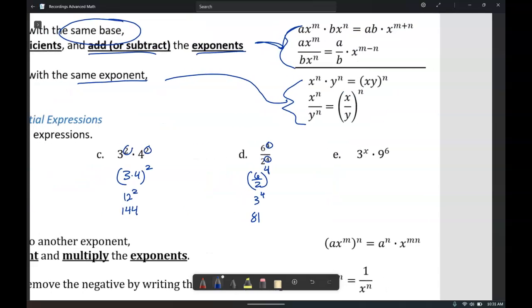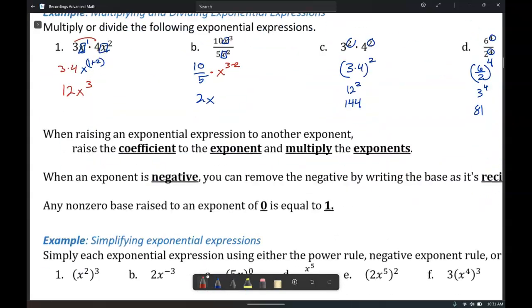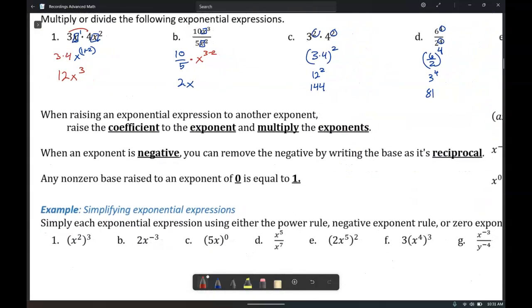Now here we don't have matching exponents or bases, but if we're clever, what we can do is rewrite 9 as 3 squared, and then raise it to that 6th power. And we're going to look at our power rule below, and our power rule says that we can multiply exponents when we have a power raised to an additional power. So we're left with 3x times 3 to the 12. Since our bases match, we can keep the base and add the exponents. Again, like I stated with our power rule, when we're raising an exponential to another exponent, we multiply the exponents.